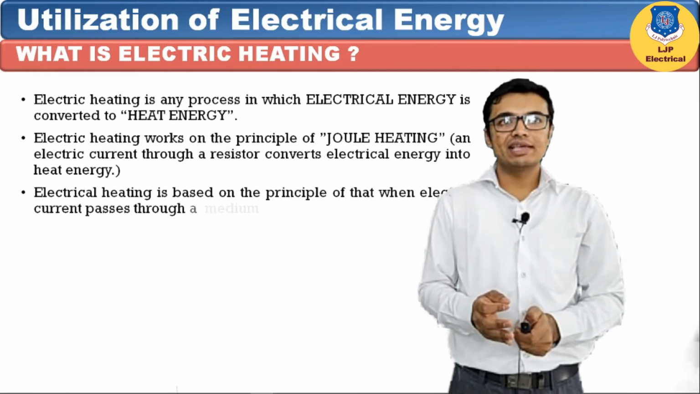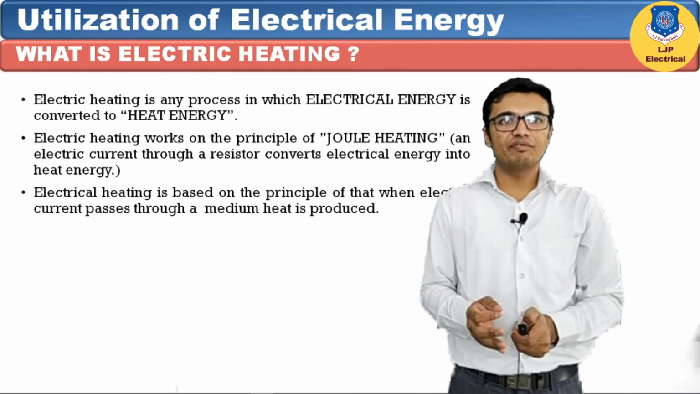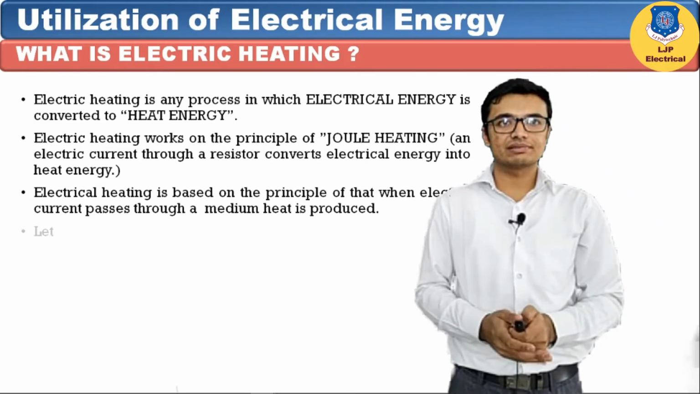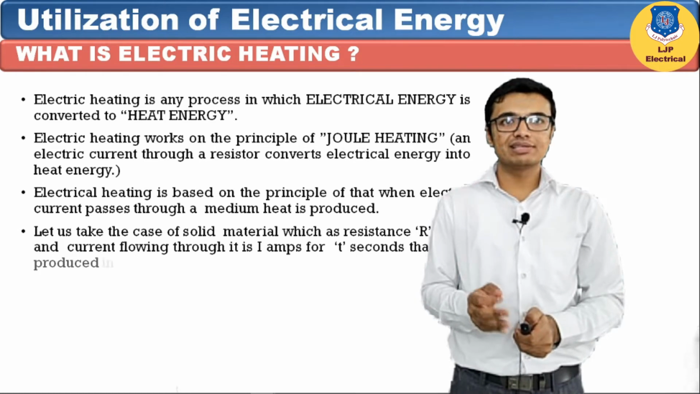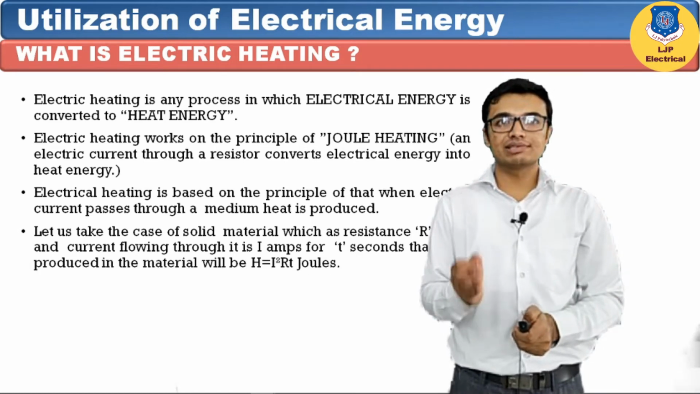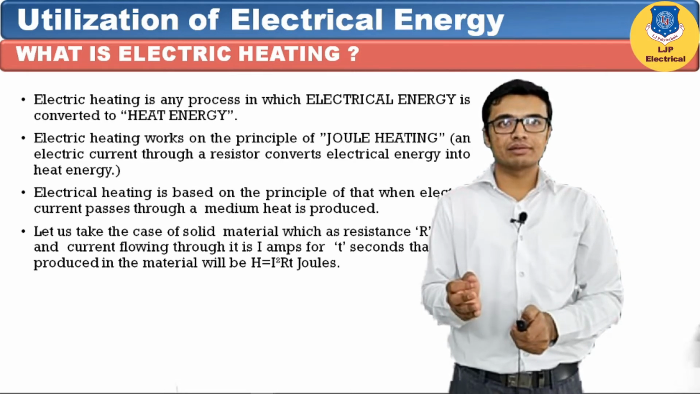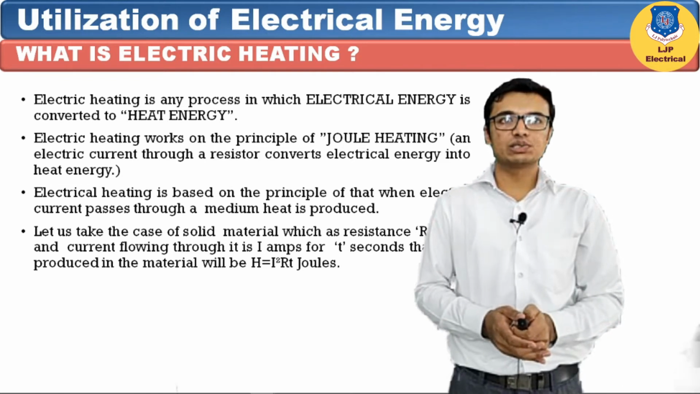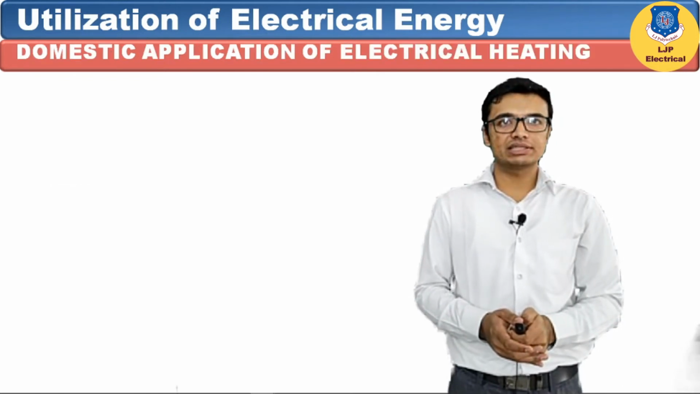Electrical heating is based on the principle that when electrical current passes through a medium, then heat will be produced. Suppose we have one solid material which has resistance R, and if you pass the current I ampere through this resistance for t seconds, then it will produce heat. Heat is proportional to, H is equal to I square R into t, and the unit of heat is joules.